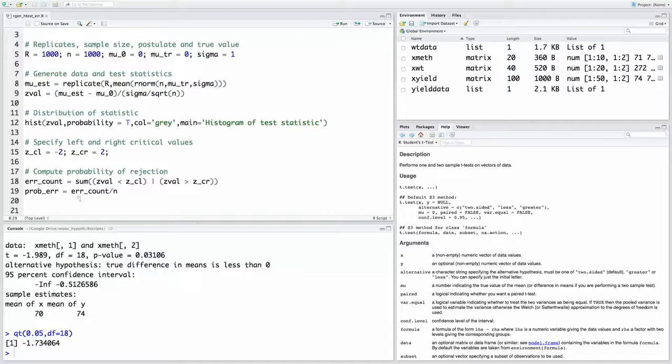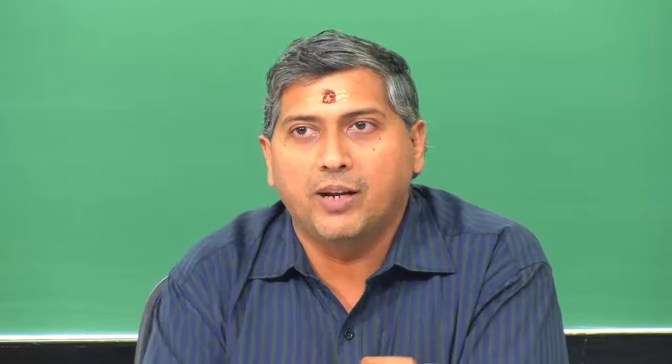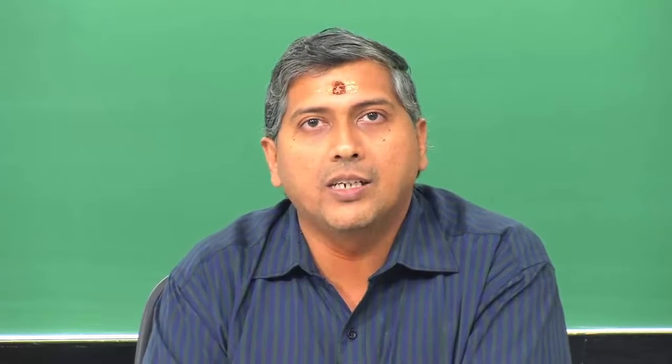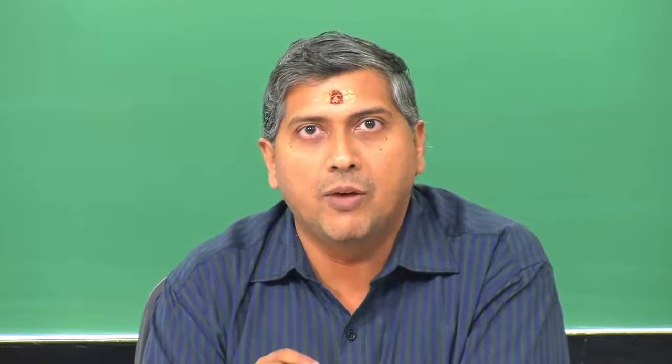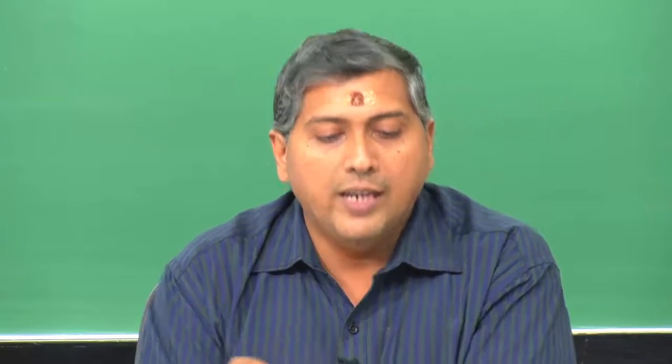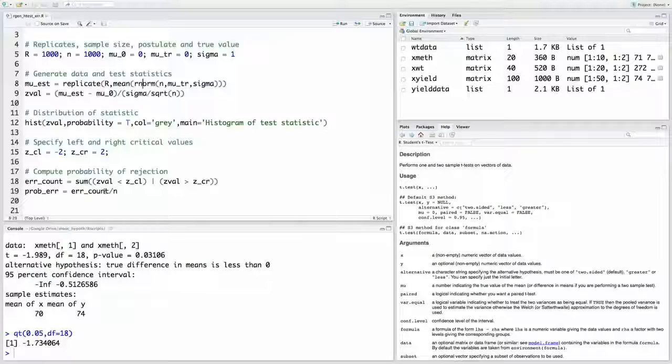Now, in lines 18 and 19, I am counting the number of instances I would reject the null hypothesis when it is true. What is the criterion for rejection? If the observed statistic, that is the Z value, is outside this interval of -2 and 2 inclusive, then the null hypothesis is rejected. That means I am looking at the instances when the Z value is to the left of the left critical value, or more extreme than the right critical value.